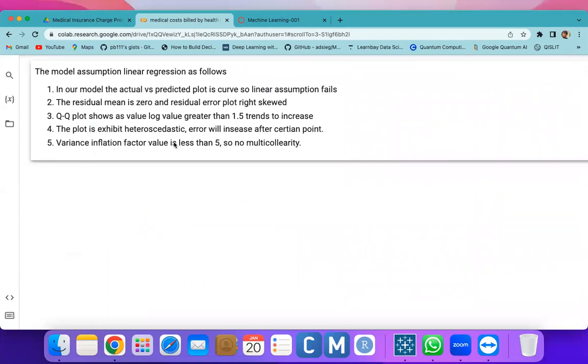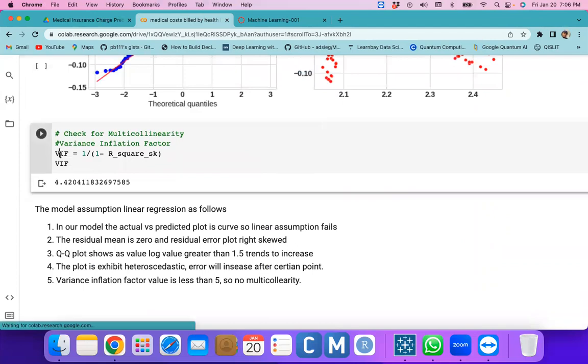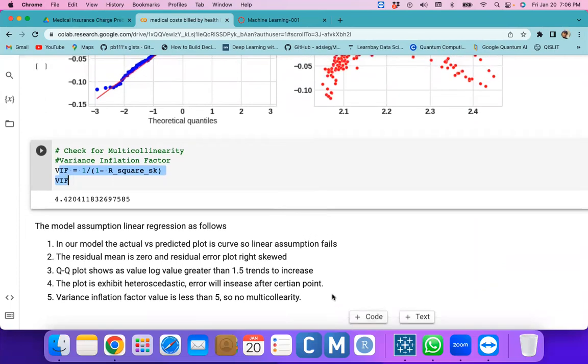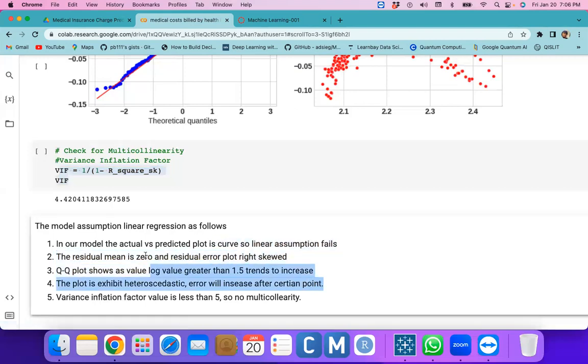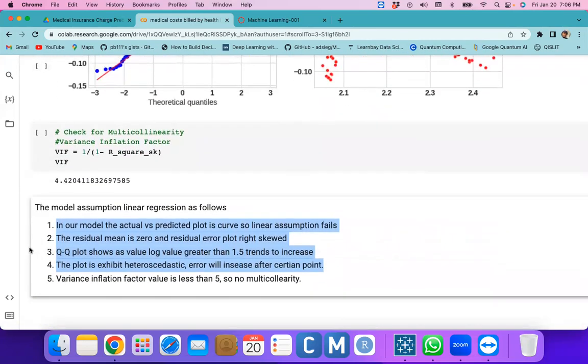The variance inflation factor value is less than 5, so there is no multicollinearity. Only one assumption is met: no multicollinearity problem. The rest of all assumptions have failed. Because of this, we can conclude that even though you are getting 77% accuracy score, we are not able to finalize this model as good.